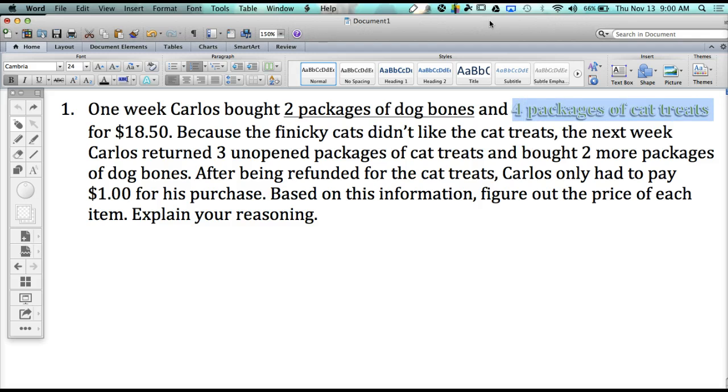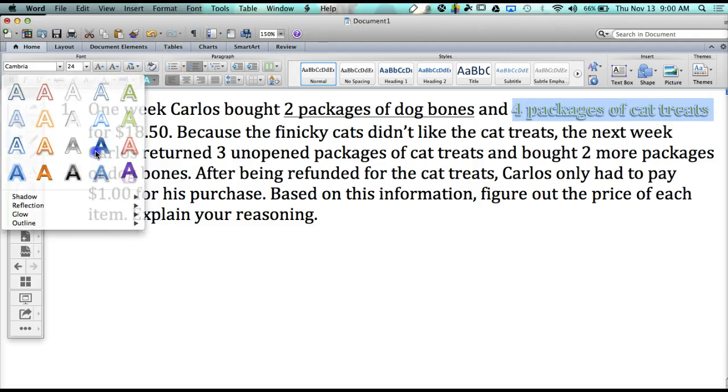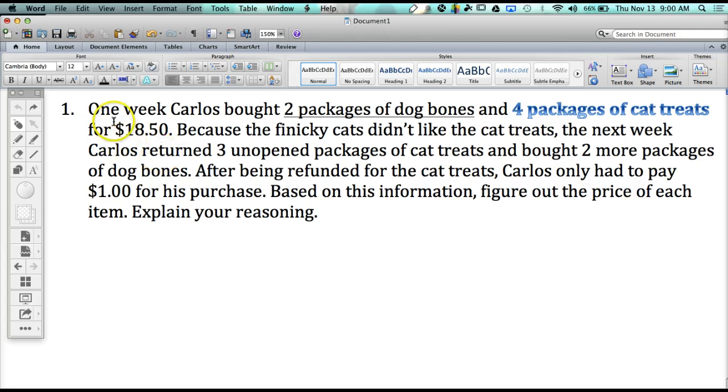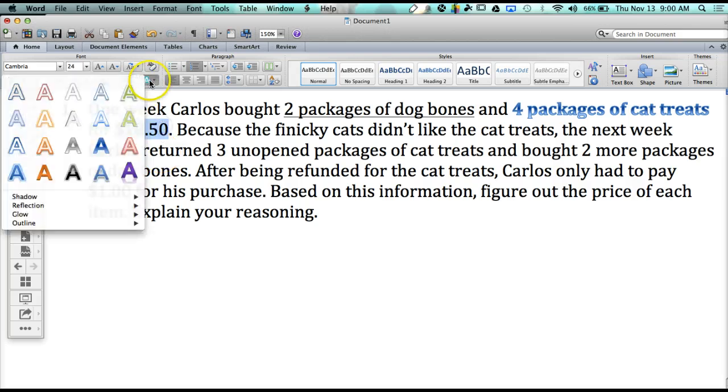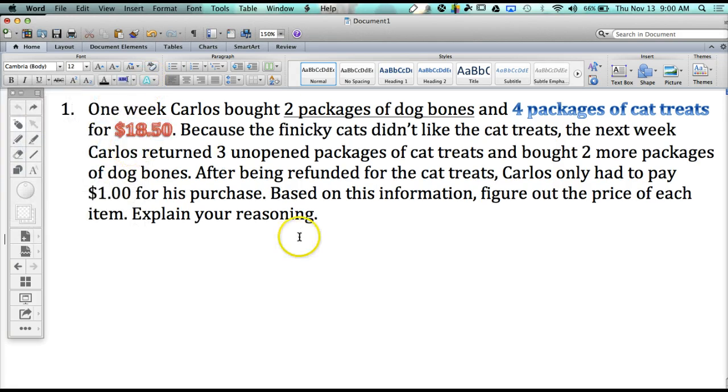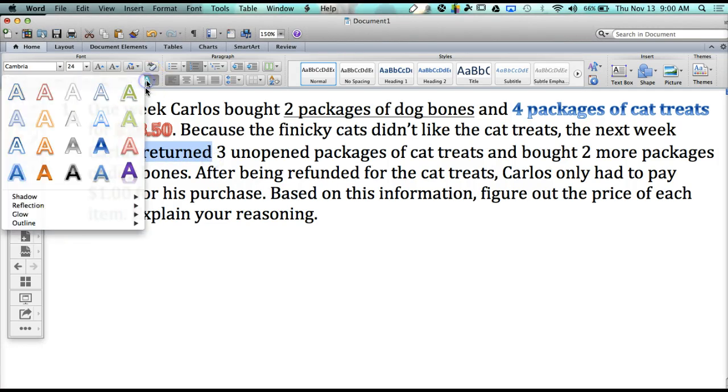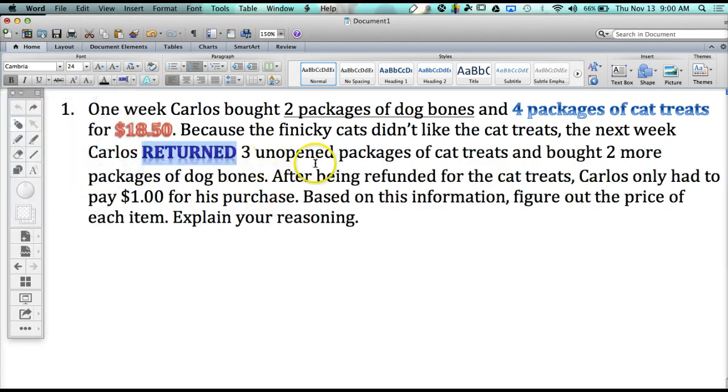So I don't know if you can still see that. Let me try and change it again to maybe something like this. Okay, and then it was for $18.50, right? Because the finicky cats didn't like the cat treats, the next week, Carlos returned. This is a key word. He returned it. Okay? So he returned 3 unopened packages of cat treats. Because if you open it, then they're not going to take it back. Right? So I'm going to underline that.